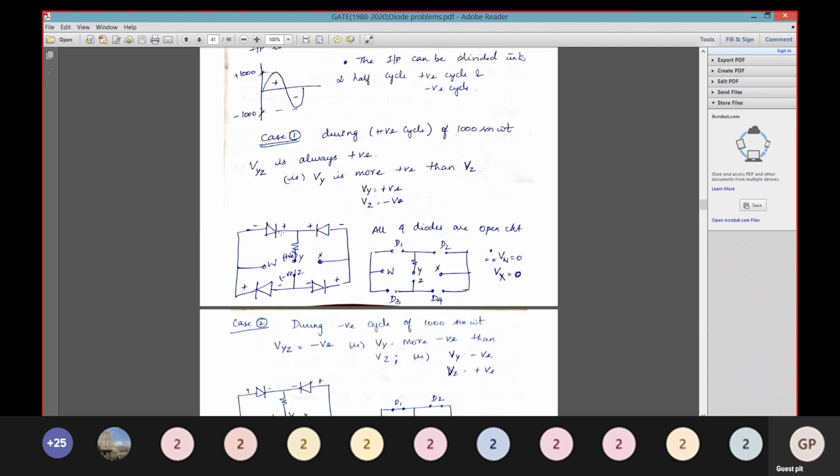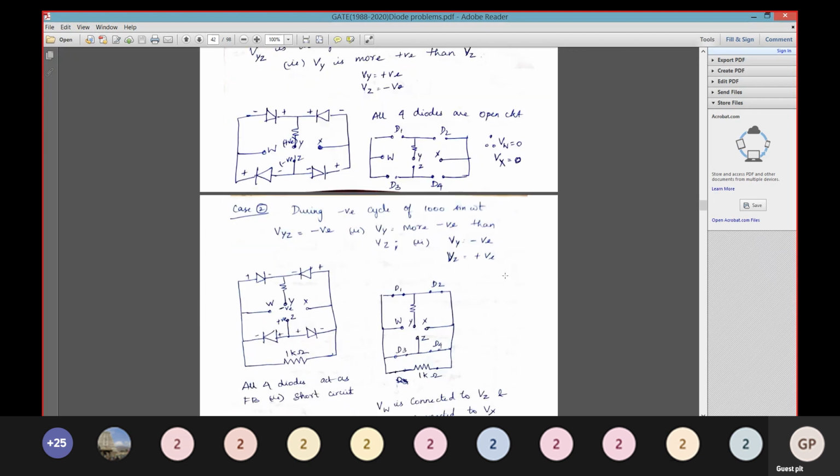But positive means what for the diode? The diode cathode is positive and the anode is negative, so the diode acts as an open switch. Similarly here, the anode is negative and the cathode is positive, so the diode acts as an open switch. So all the diodes are open, and there is no output voltage. For a positive cycle, there is no voltage Vx and Vw.